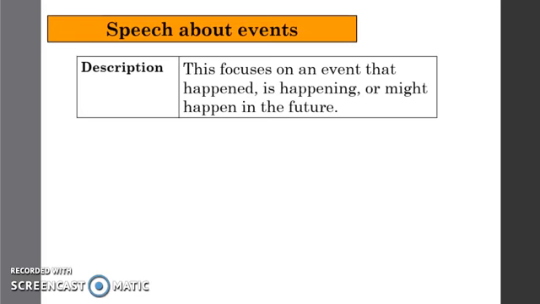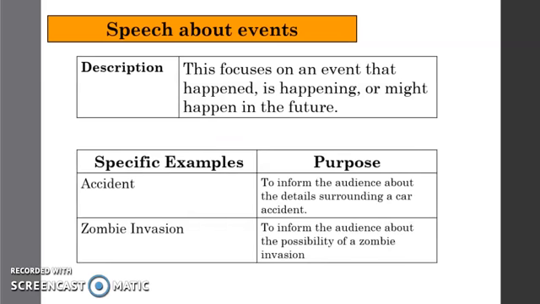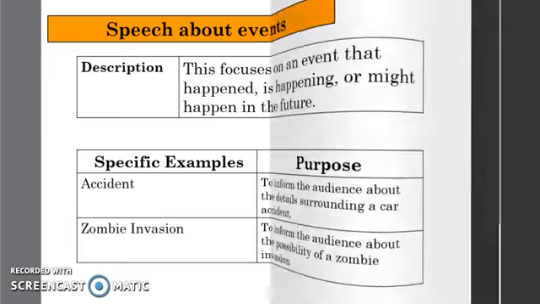And then we have the speech about events. This focuses on an event that happened, is happening, or might happen in the future. Say, for example, an accident. Your speech could be about the details surrounding a car accident. Zombie invasion. Your speech could be to inform the audience about the possibility of a zombie invasion. So that's for speech about events.